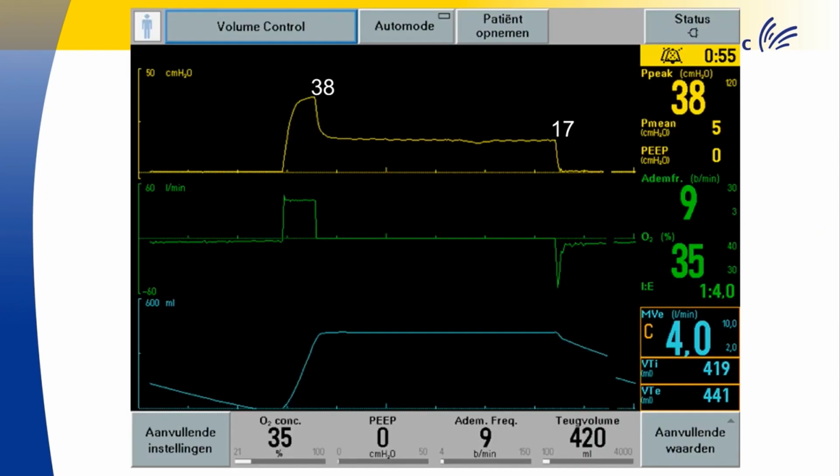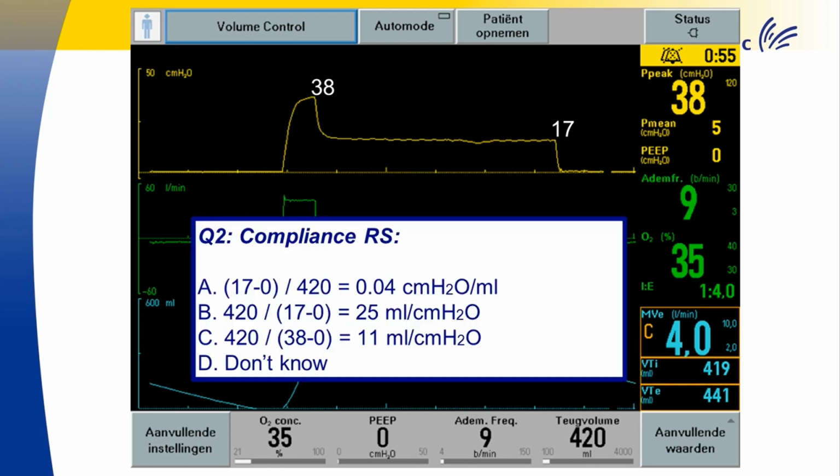So my question here is, what is the compliance in this patient? This is a patient on volume controlled mode, peak pressure 38, plateau pressure 17, and a tidal volume of 420. So what's the compliance here? Are we going to use the system or are we just going to raise hands? System. The system is open. The system is open, okay?